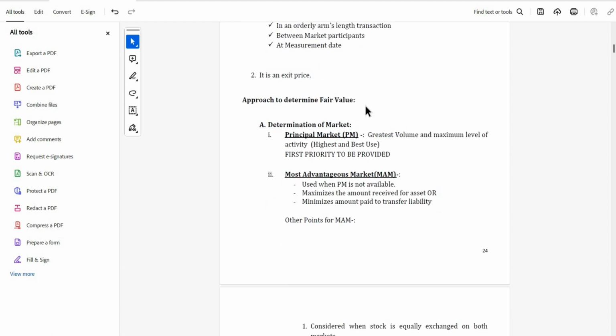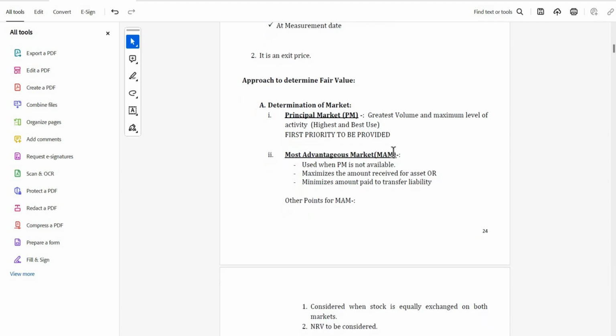Approach to determine fair value. What are the approaches to determine fair value? We have the principal market, that is the market with the greatest volume or maximum level of activities. The principal market is the market where the buyer and seller bid for our asset. So with regard to the market, we will prioritize which one we should take, that is the highest bidder, we will sell to the seller who will give the highest bid.